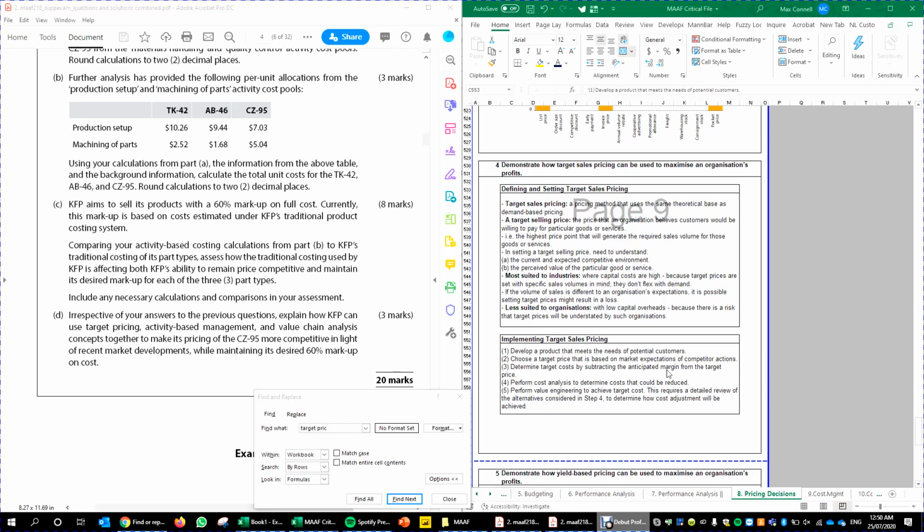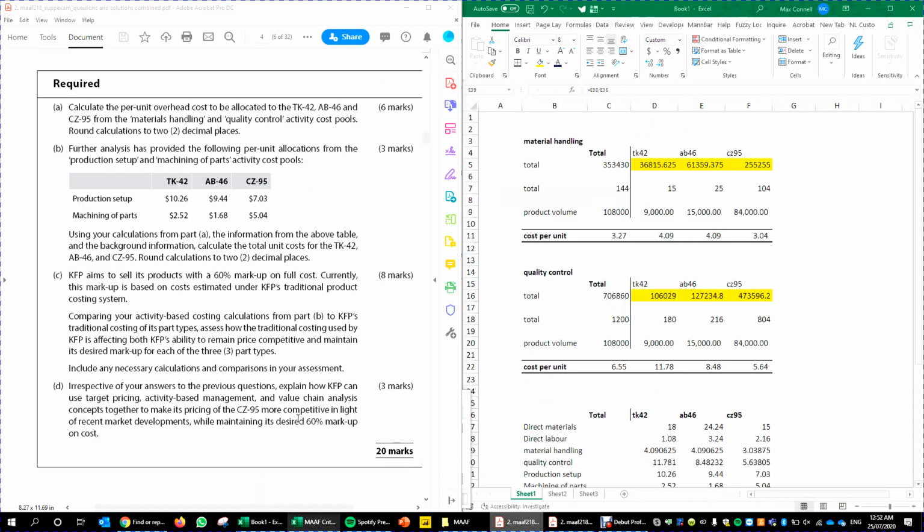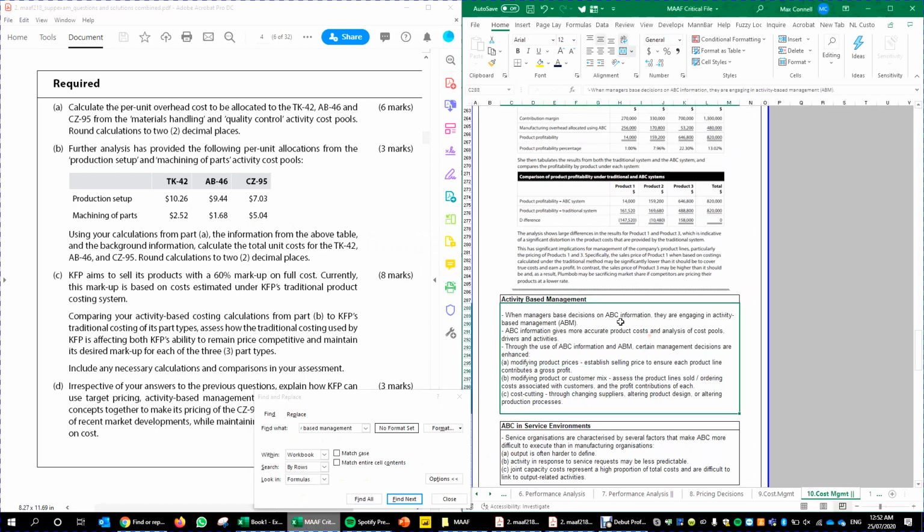For the second one, activity-based management. So activity-based management is similar to activity-based costing. It's really identifying and understanding the key drivers of the business and then managing them and using them to make management decisions. So costing is one part of it, but it could also be around pricing, product or customer mix, cost cutting. So cost cutting is a good example.